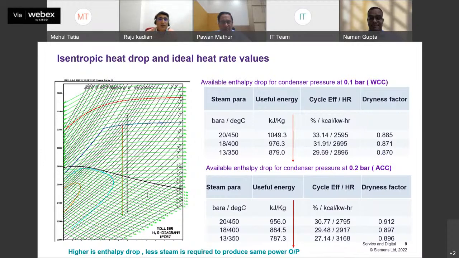And in the Mollier chart, you can see the vertical enthalpy drop, which is the isentropic enthalpy, which is the available heat to the turbine to convert into power. And the greater the length or height of this vertical length, the smaller the quantity of steam that will be required to produce the same power output.